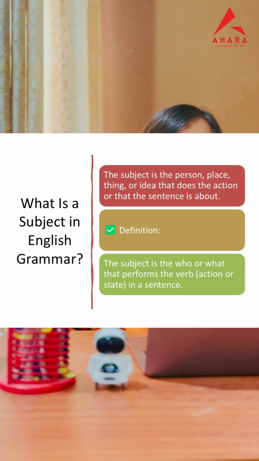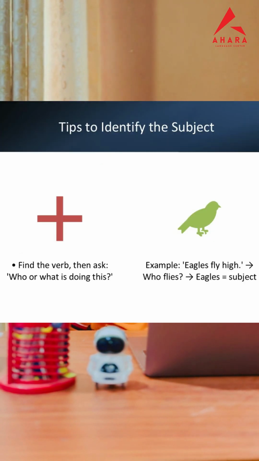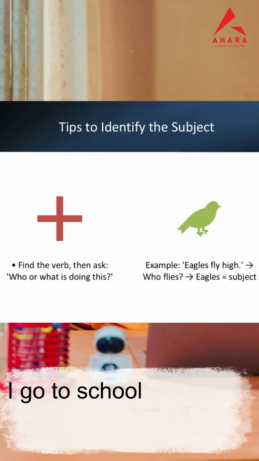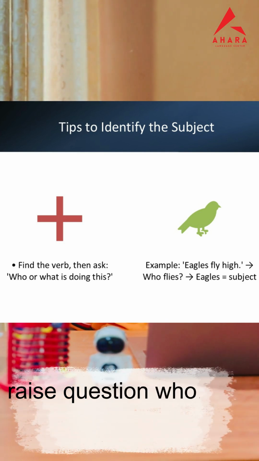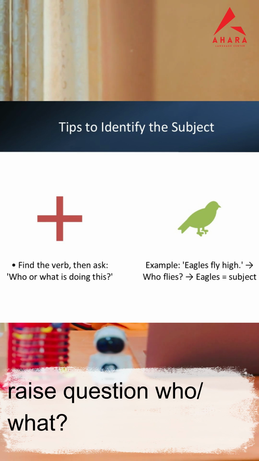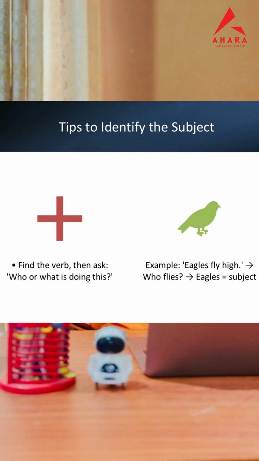Then when it comes to the definition of subject, we can say the subject is the who or what that performs the verb. What is the verb? Action or state in a sentence. I'll give you a tip to identify the subject. First, we have to find the verb. For example, I go to school. Then we have to find the action first. What is the action? Go. Then we have to raise the question to identify the subject, like who or what. The answer for these questions will be the subject.